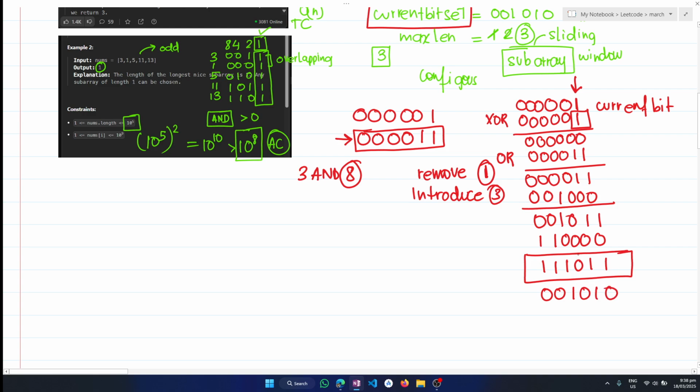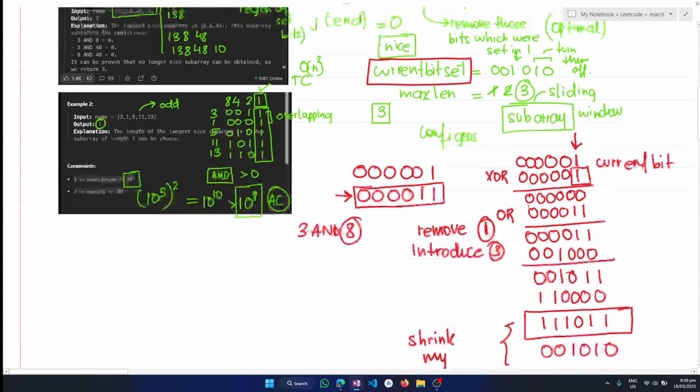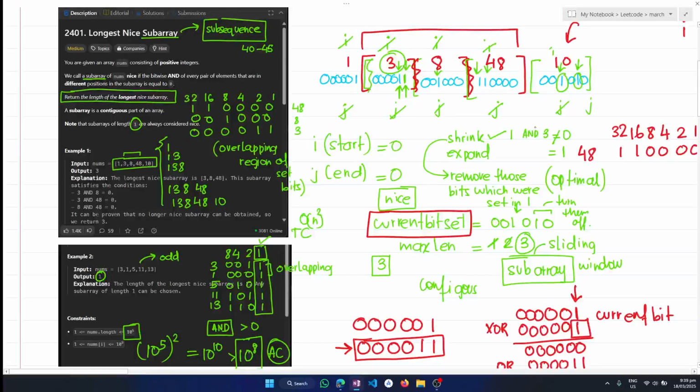001010, and you can very clearly see that these two bits are clashing, isn't it? These two bits are clashing. So at this point, I need to shrink my window. What I do is, listen to this very carefully. I am trying to include 10 in my window, but I cannot. Why? Because if I include 10 inside my window, my subarray no longer becomes nice. So I'm going to try to shrink my window.